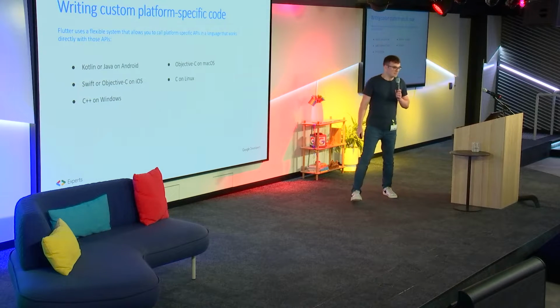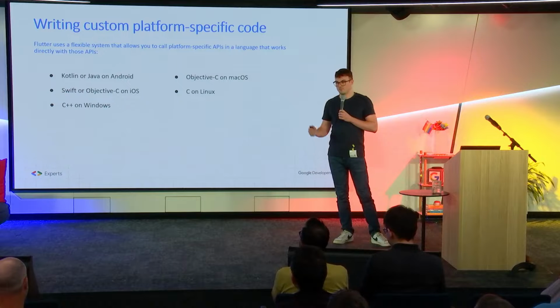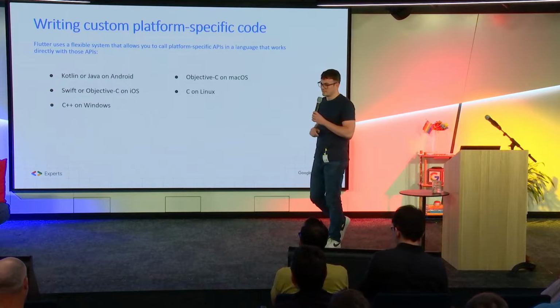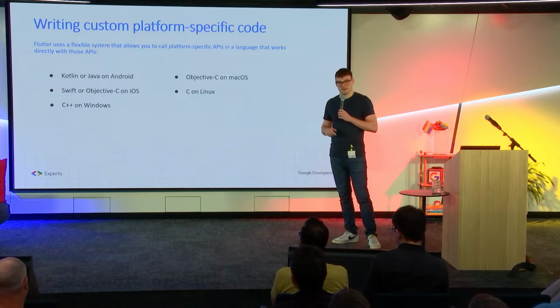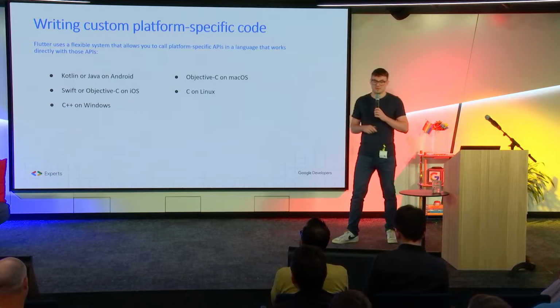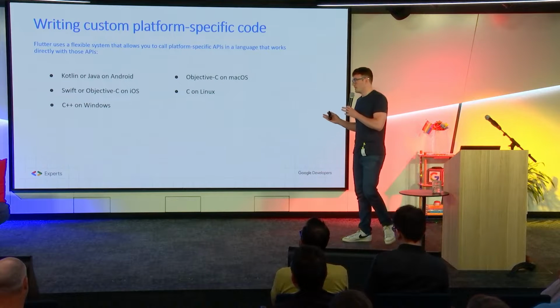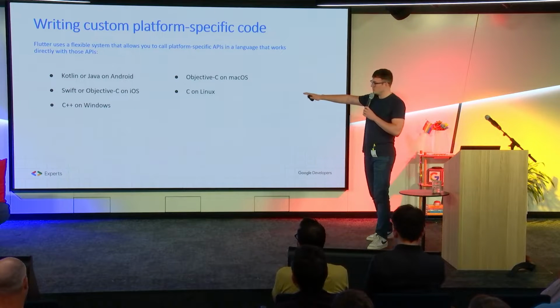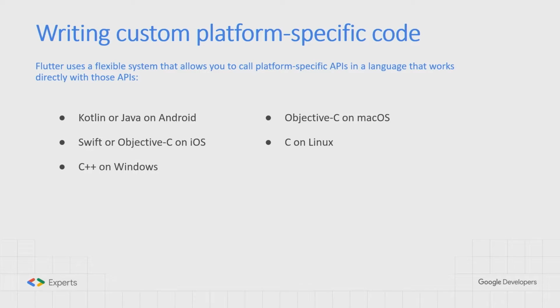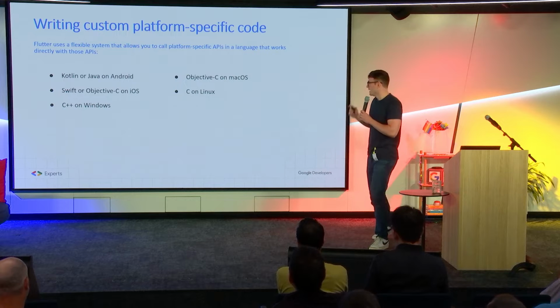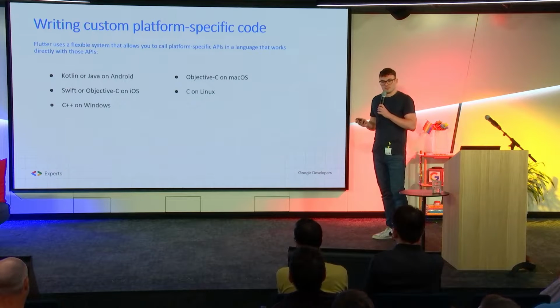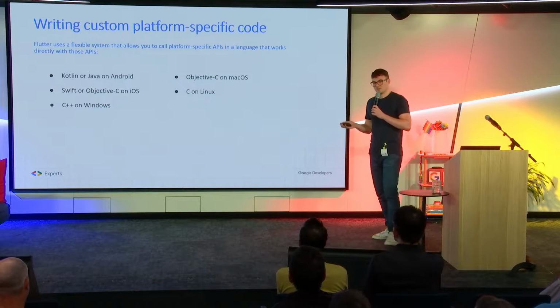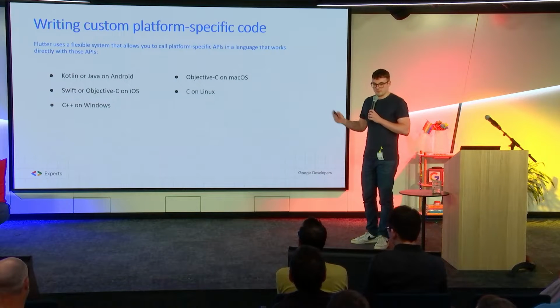So, writing custom platform-specific code. Flutter does use a flexible system that allows you to call platform-specific APIs in the language that works directly with those APIs. Long way of saying, if you're going to develop some native code on Android, you can use Kotlin or Java; iOS, Swift or Objective-C; C++ on Windows, Objective-C on macOS, and C on Linux. And I imagine if you were to work with maybe watchOS, it could be Java or whatever it may be. But that's just some examples.